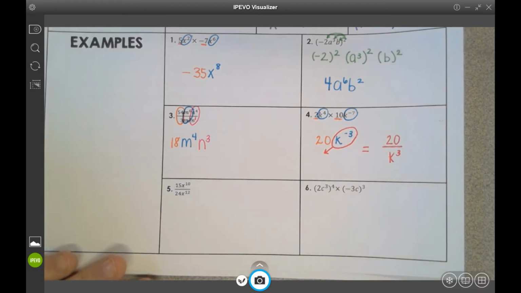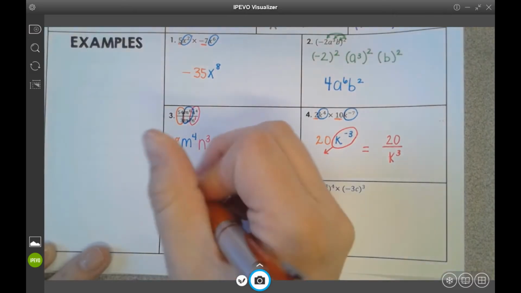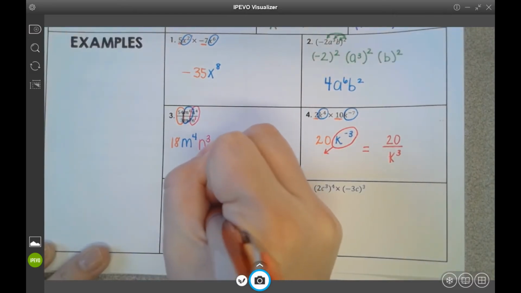All right. Number 5, we have 15 over 24. That does not divide into one whole number. So if you go to your calculator and you do alpha y equals, and you hit enter, and you type in 15 over 24, it simplifies it for you. It simplifies it to 5/8.